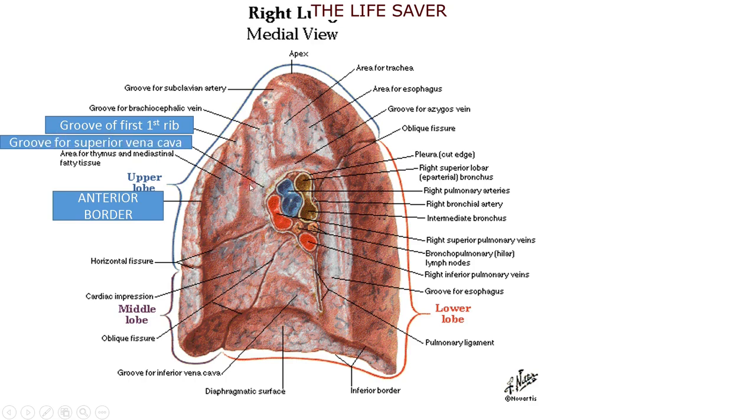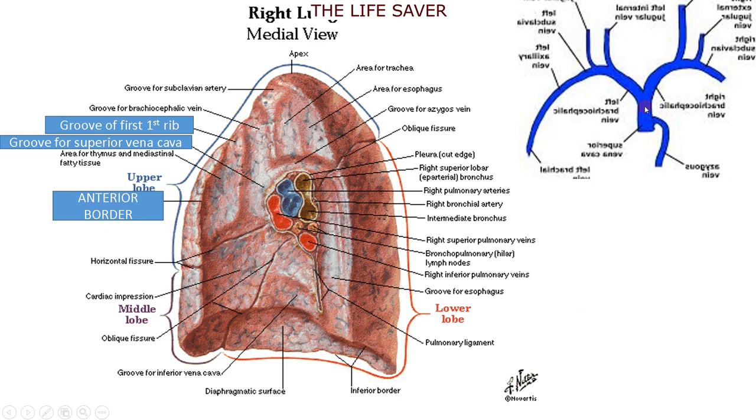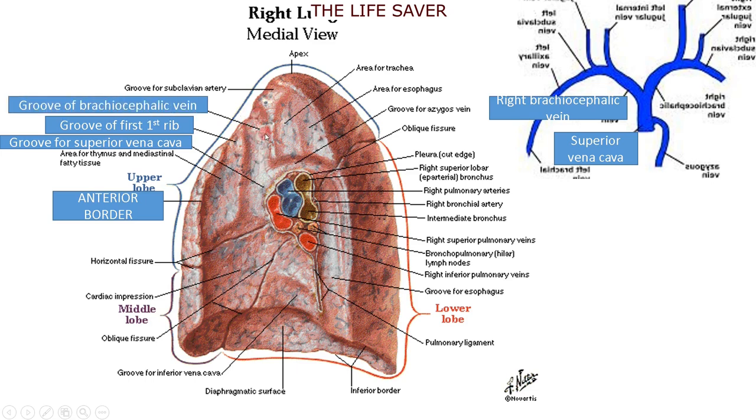This is the groove for the superior vena cava. As we all know, this is the superior vena cava, which is formed by the junction of the right brachiocephalic vein and the left brachiocephalic vein. This is the right brachiocephalic vein. This is the groove for the superior vena cava, and just above the groove for the superior vena cava, there is the groove for the brachiocephalic vein.